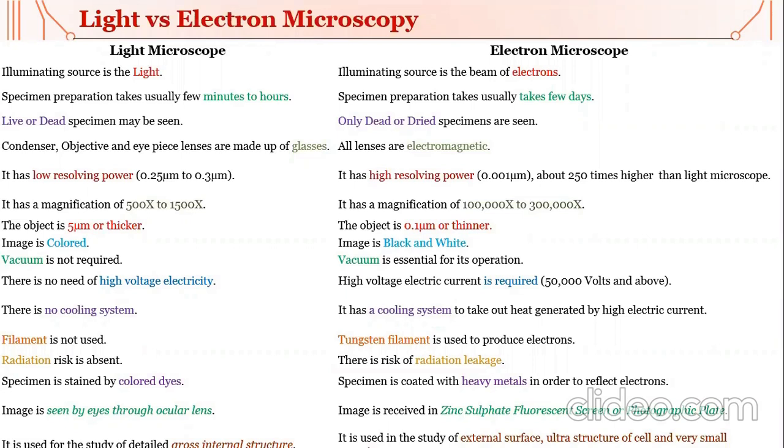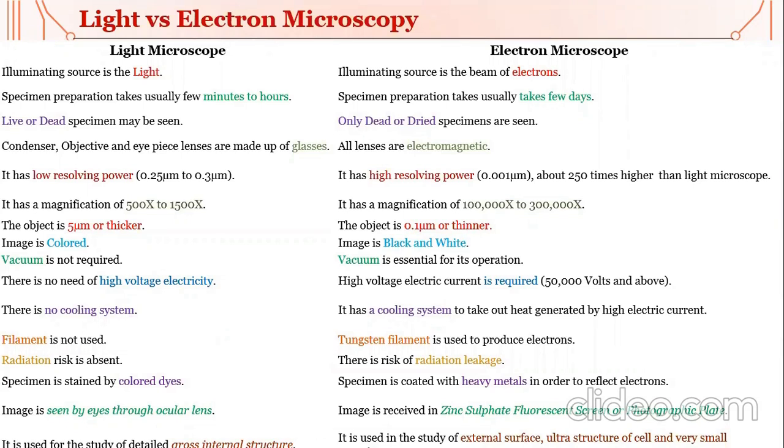In the light microscope, we do not need any specific high-voltage power, so a 220 volt supply is sufficient. But the electron microscope requires high voltage because it is not a small instrument; it fits in large rooms, and it requires a lot of electricity to run the whole system. That's why it requires about 50,000 volts and above. In the light microscope, there is no cooling system.